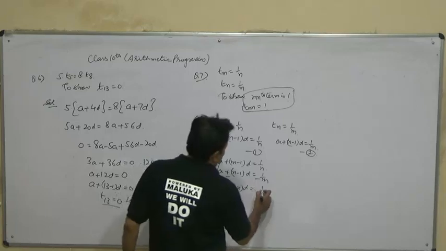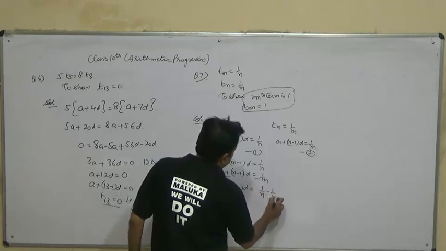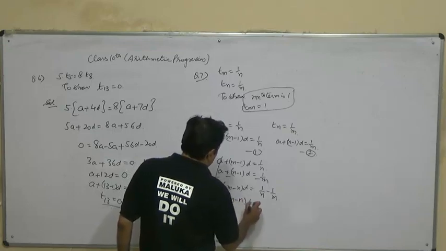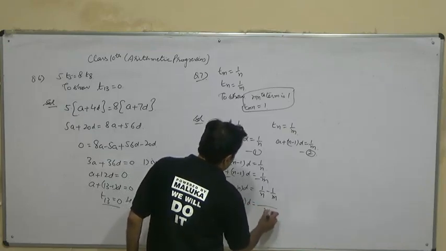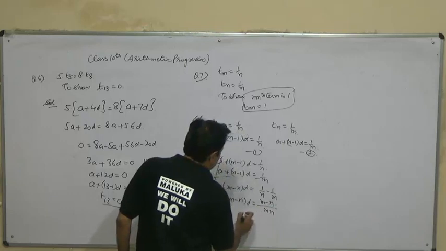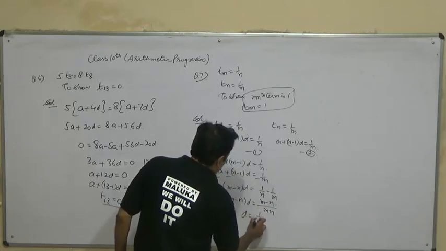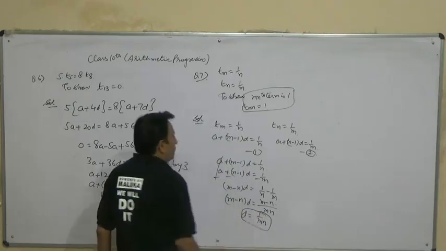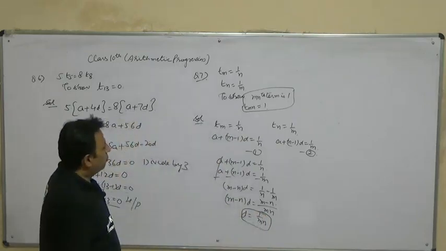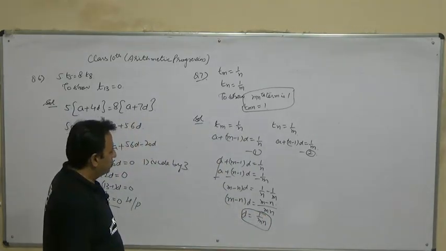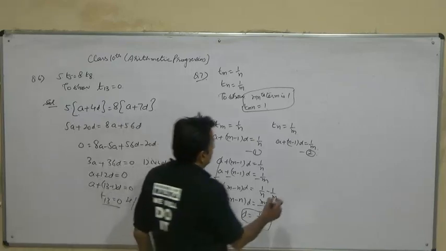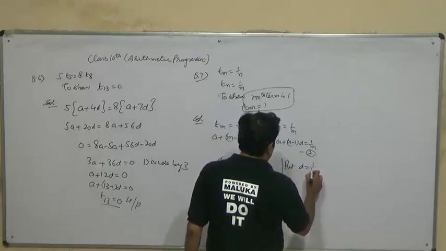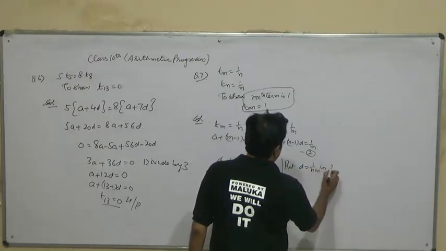And this is equal to 1 upon n minus 1 upon m. So m minus n into d is equal to (m minus n) upon mn. So d is equal to 1 upon mn. So this is the value of d. Now we will get the value of a. So substitute this d, put d is equal to 1 upon mn in the second.